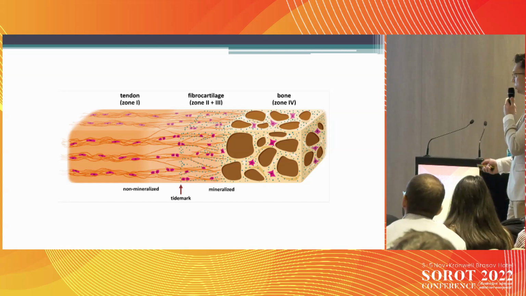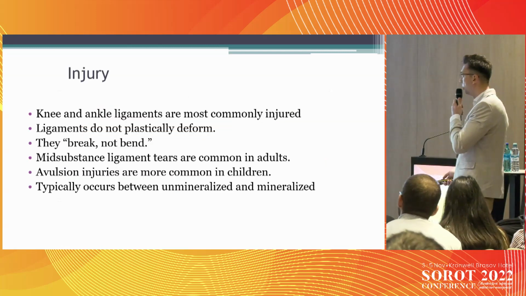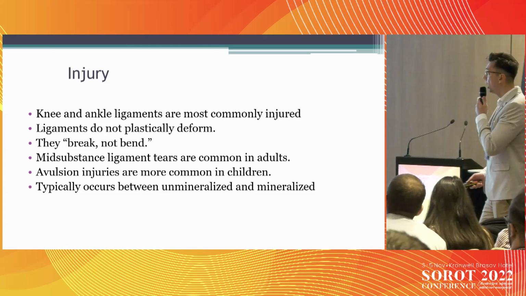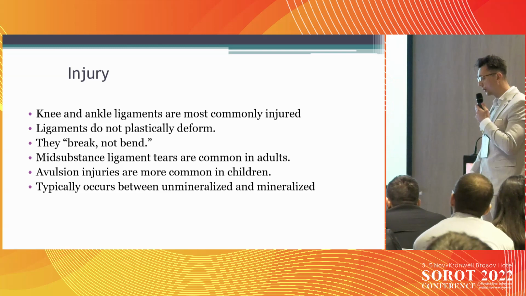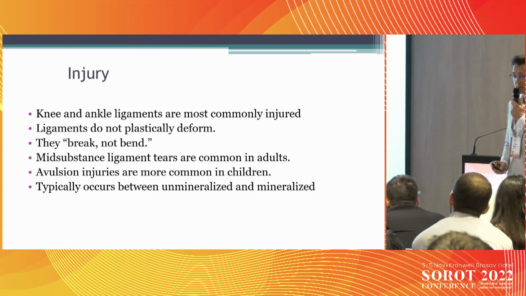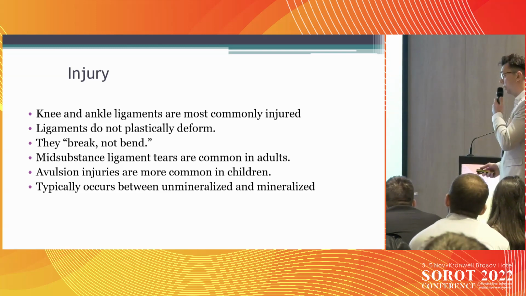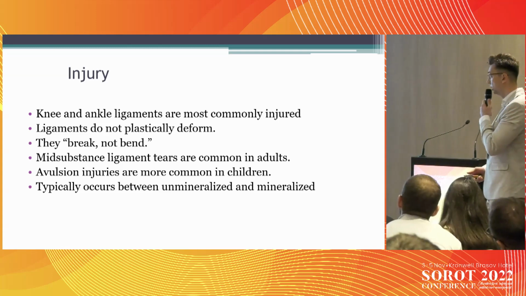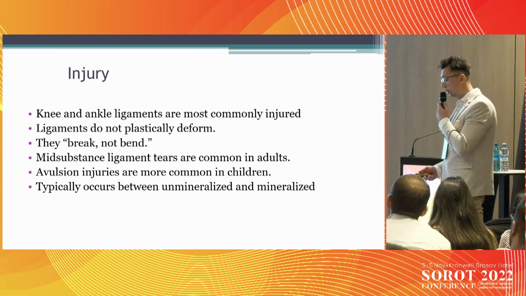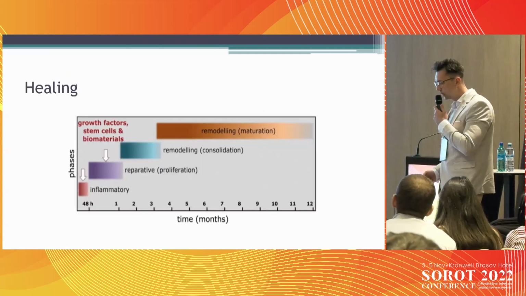Between zone 2 and zone 3 is the most common place for injuries. Knee and ankle ligaments are most commonly injured. Ligaments do not plastically deform, so they break, don't bend. Mid-substance injuries are common in adults. Avulsions are common in children.